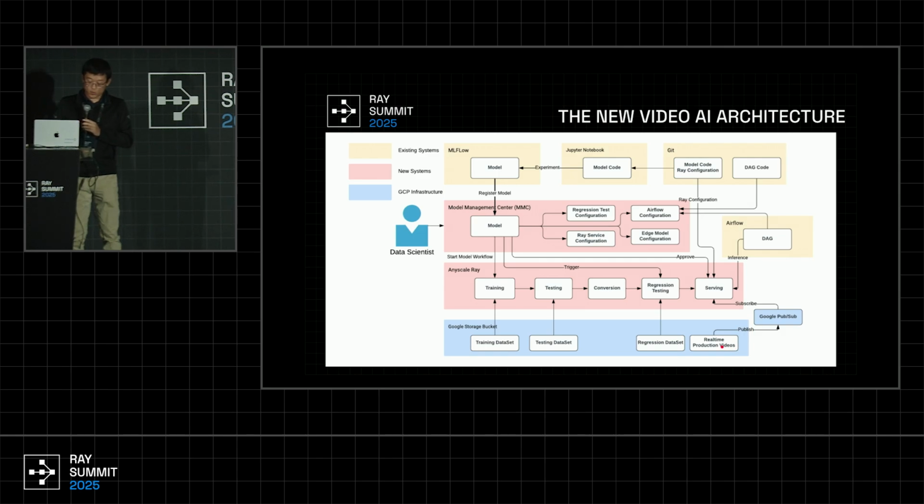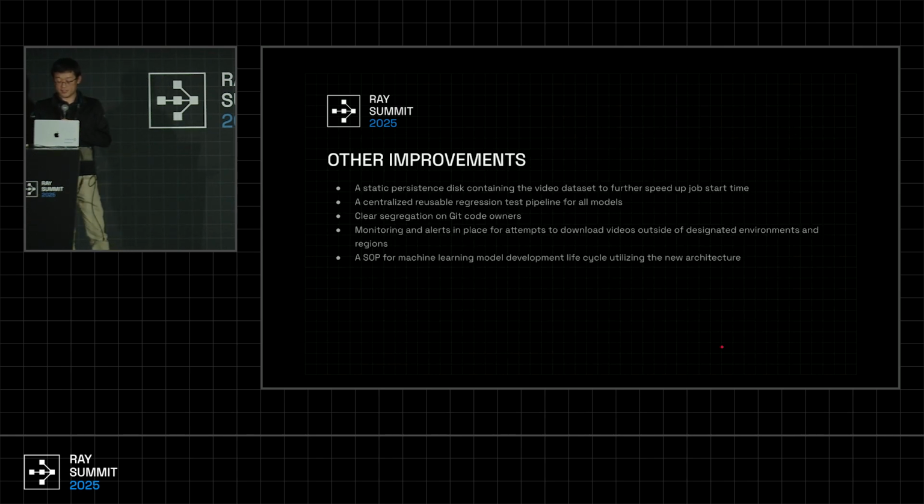So with this new architecture, we can get a lot of better things to happen in a more secure way. We also made some other improvements that are not the fundamental architecture. For example, we have a static persistent disk containing the whole video data set. We found it to be much faster than using the GCS bucket attached to the Ray jobs.